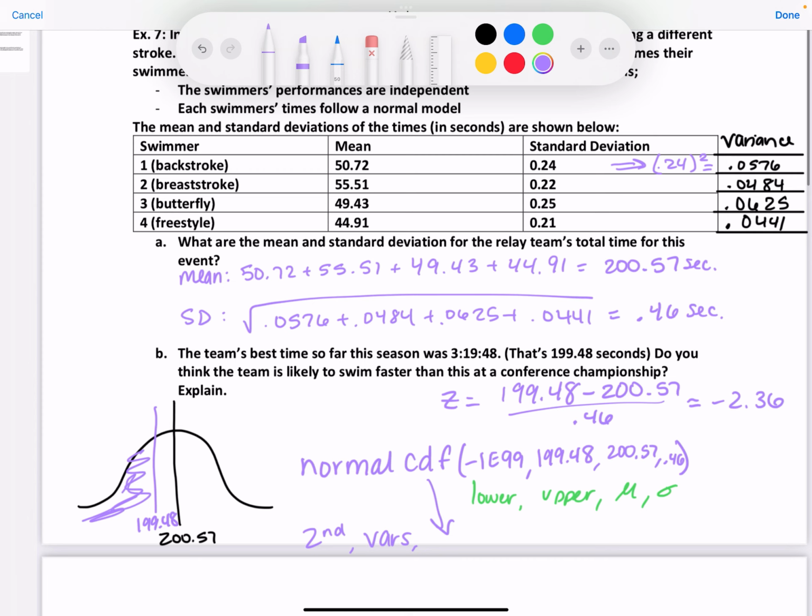Can you hear me now? Is -1 e to the 99 always going to be the lower? No, not always, because sometimes we'll want the values on the other side of the graph. Then what would it be? So let's say we wanted to know if it was going to take them longer than this value. We would put this value in as the lower, and then we would put a really, really big number, like 1 e to the 99, that's way out in infinity basically, as your upper. And beyond. Good, infinity.